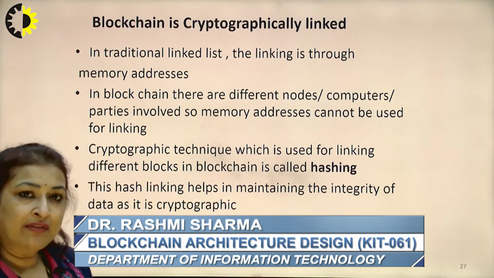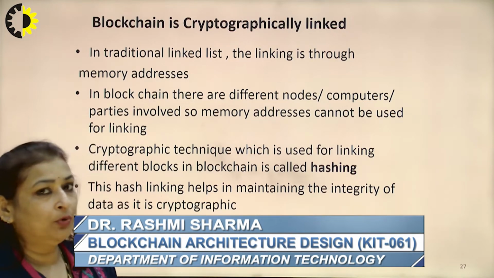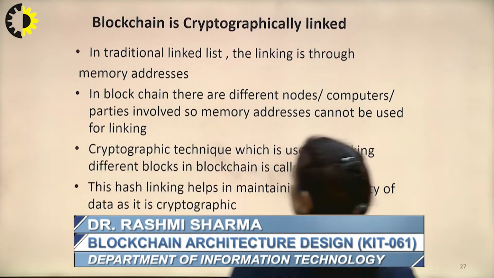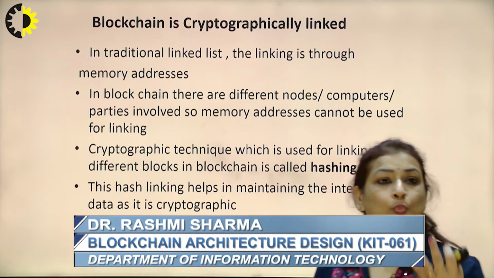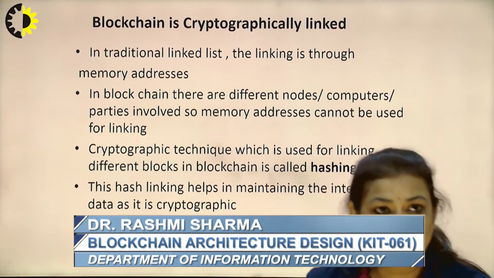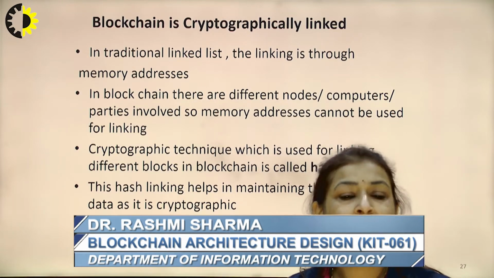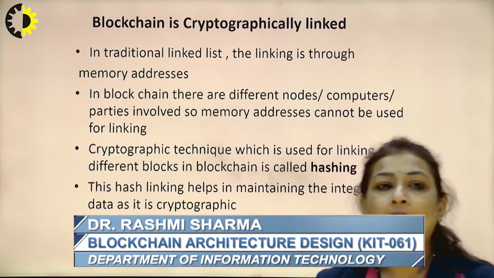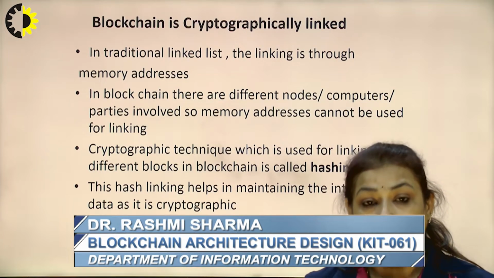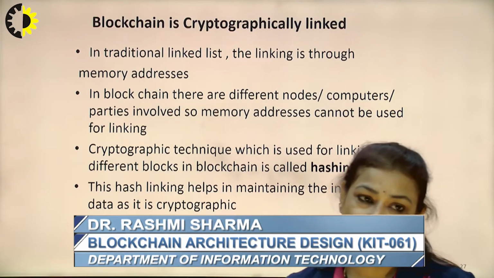In the last video, we discussed the basic characteristics of the blockchain. The blockchain is a cryptographically linked system. Traditionally, linked lists were connected through memory addresses. But in a blockchain, the different nodes are not connected with memory addresses; they are connected with each other by a technology called hashing.